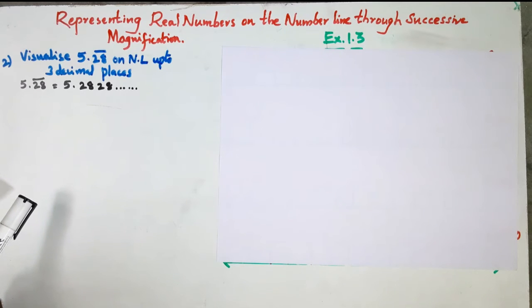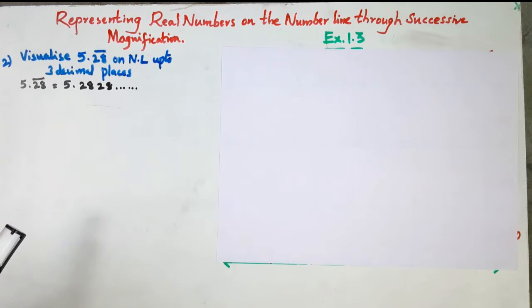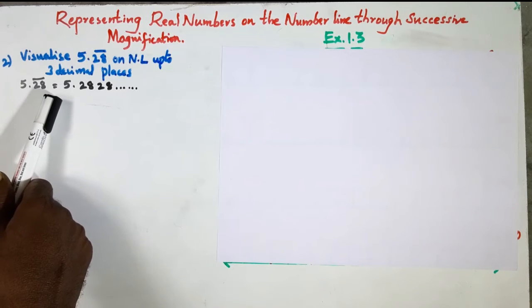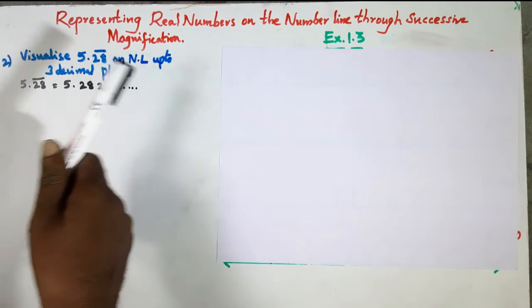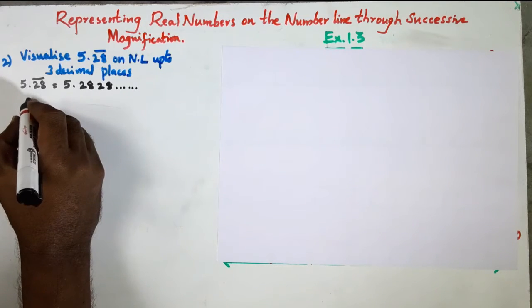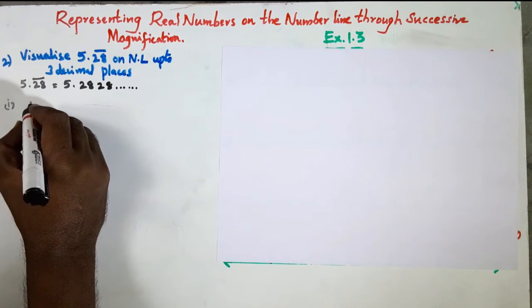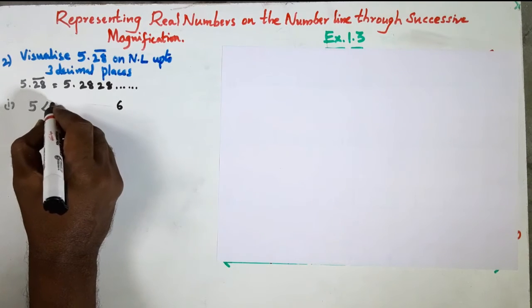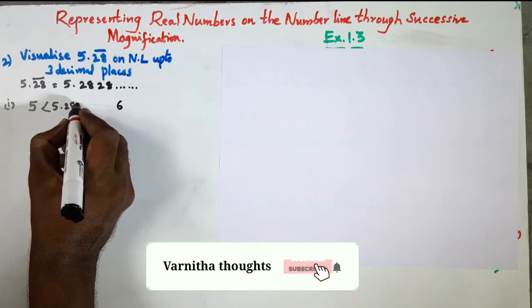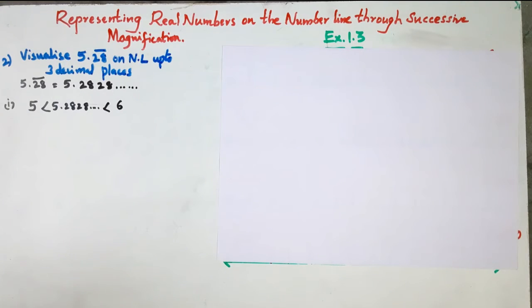Now if you want to see where this value is going to lie on the number line, first of all, as we have done in the first problem, you have to see the integral part of this non-terminating recurring decimal. That is 5 and 6. So 5.2828 and so on is lying between 5 and 6.